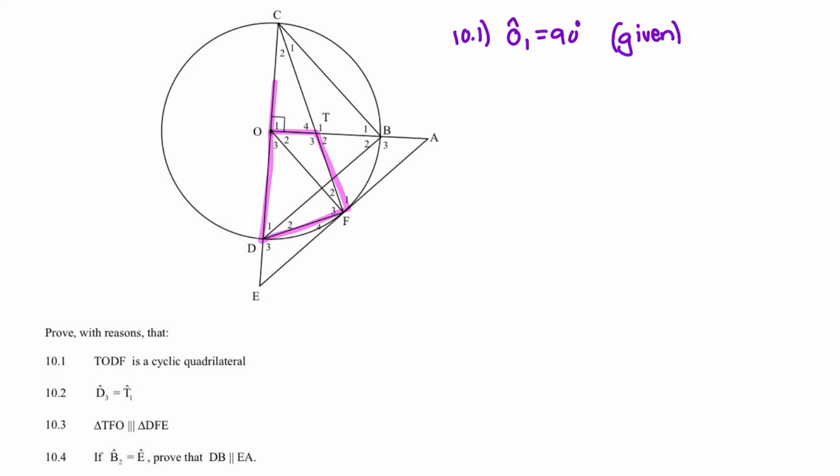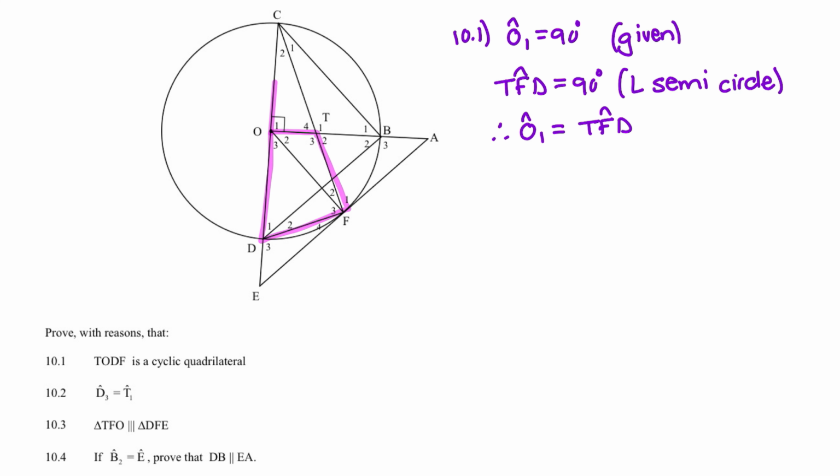Then we can say angle TFD is equal to 90 degrees, and that is the angle in a semicircle. So TFD is the angle F2 and 3 together. Therefore, O1 is equal to the angle TFD, and therefore TODF is a cyclic quad.